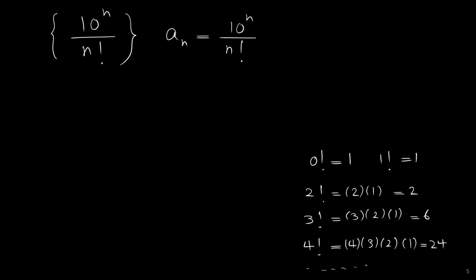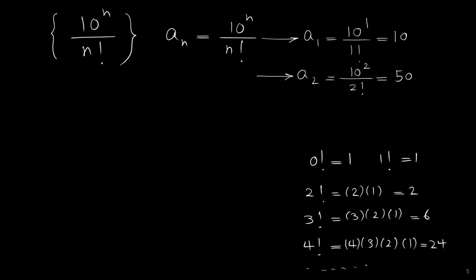Let's go back to our example. The first element of this sequence is 10 to the power of 1 over 1 factorial. 10 to the 1 is 10, 1 factorial is 1, so the first element is 10. The second element of this sequence is 10 to the power of 2 over 2 factorial. 10 to the 2 is 100, 2 factorial is 2, 100 over 2 is 50.